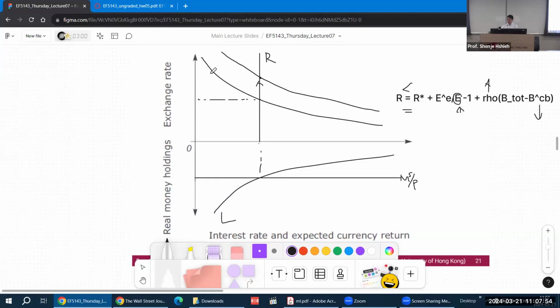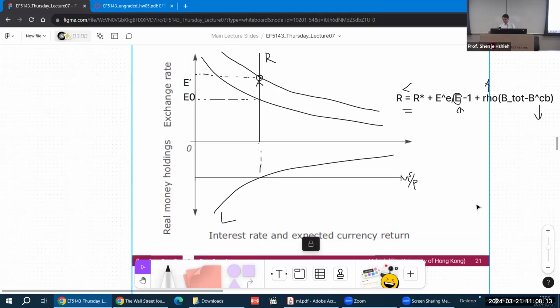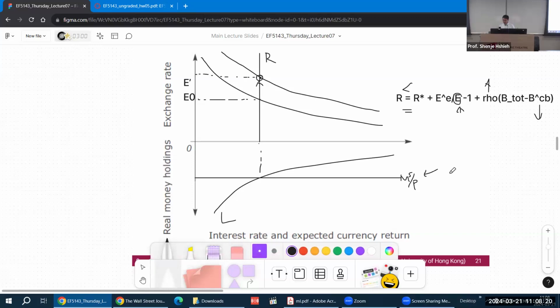So without touching MS, things are great, right? If you have rho positive, then this is E prime, and then let's do E naught. Okay. And no change. So this here, no change.